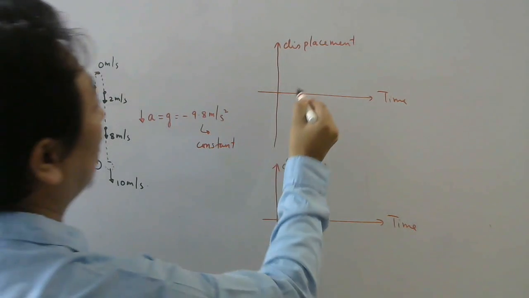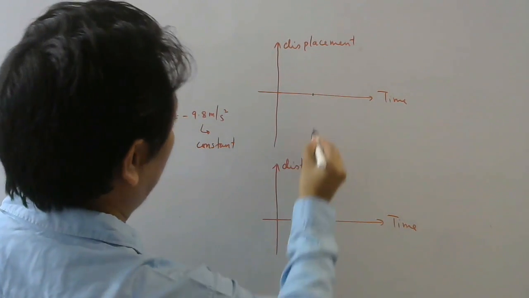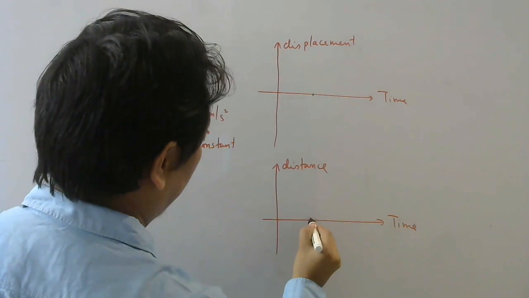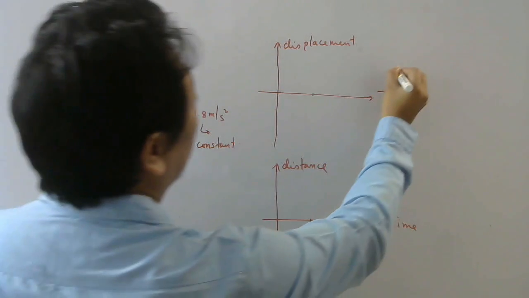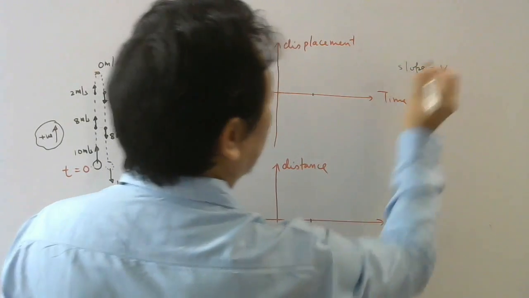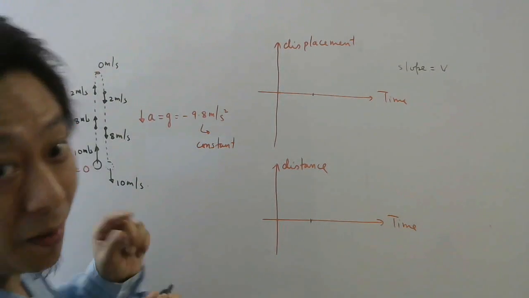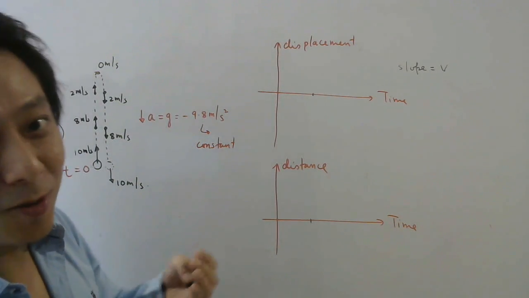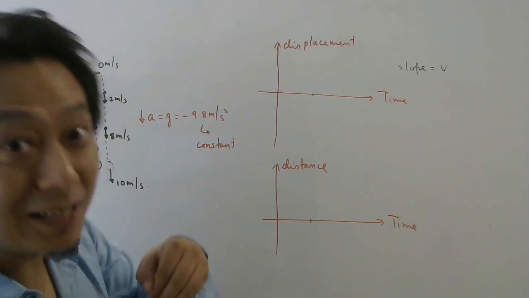So how will your graph look? So let us say this is the time which corresponds to this time. Okay. Now, what is the slope of the displacement time graph? Slope of the displacement time graph is velocity. And what happens to velocity while going up in magnitude? It decreases or increases? As it goes up, the velocity is decreasing.